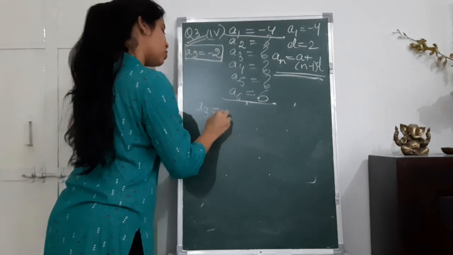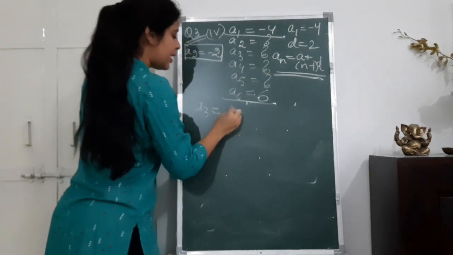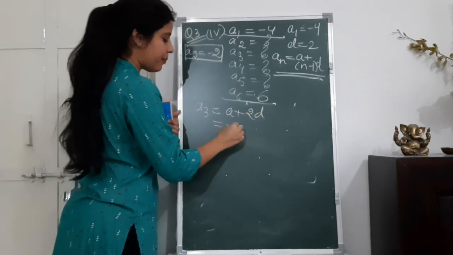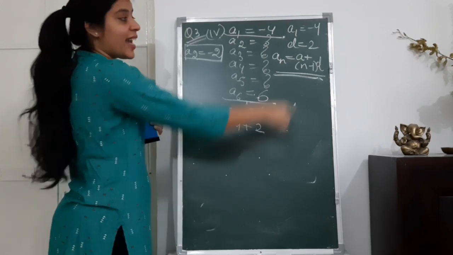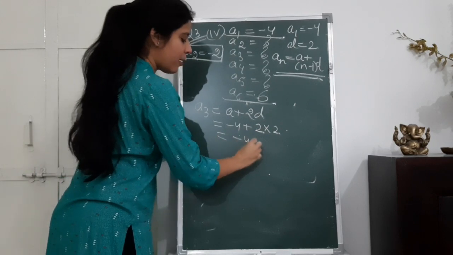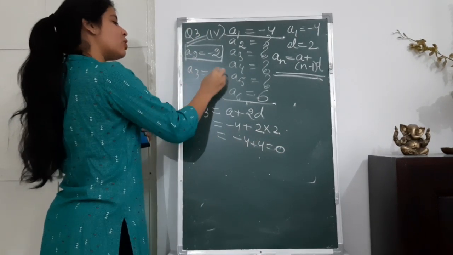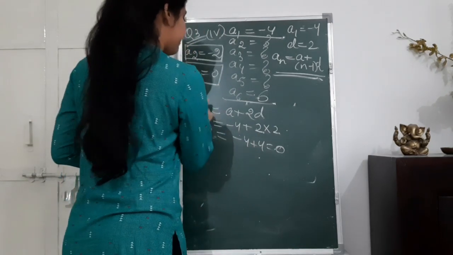A3 is equal to, putting the value of N as 3, A plus 2D. A is what? Minus 4 plus 2. What is the common difference? Again 2. 2 2s are 4, minus 4 plus 4 is 0, and A3 is equal to 0, right?